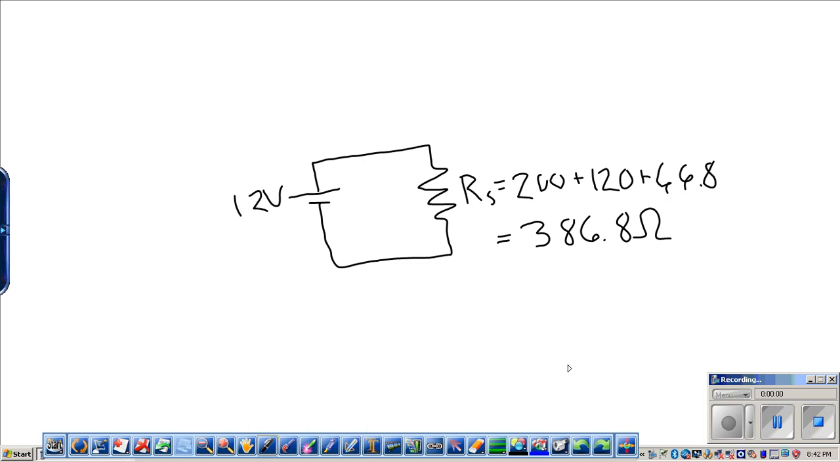Again, this is part 2 now. We have found the equivalent resistance of the circuit, and now we're going to go back and see what statements we can make about the voltage drops and the current flowing through the different resistors in our circuit. We found that the equivalent resistance of this whole entire circuit is 386.8 ohms, and this is hooked up to a 12-volt battery.